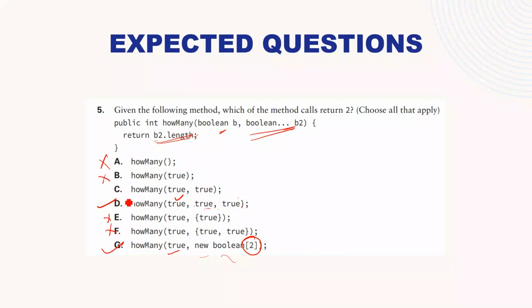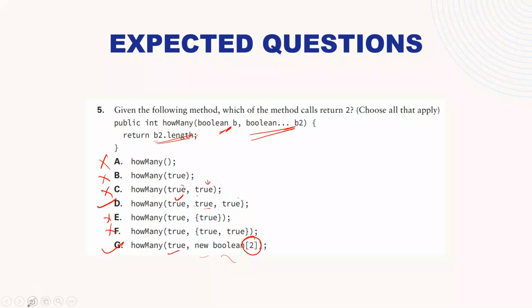And option number C is only passing, if you see over here, it is passing a true for this boolean variable, and it is passing another true for this var parameter, so it will return 1 in this case, so it's not gonna work. So C is also not gonna work. So D and G are the correct options guys. Okay, I hope that makes sense guys.